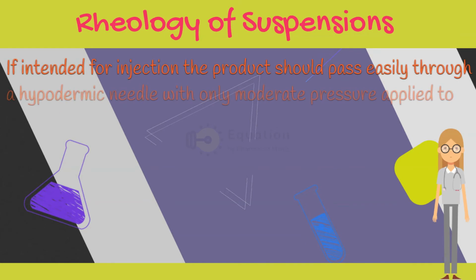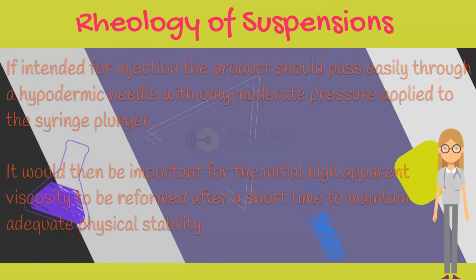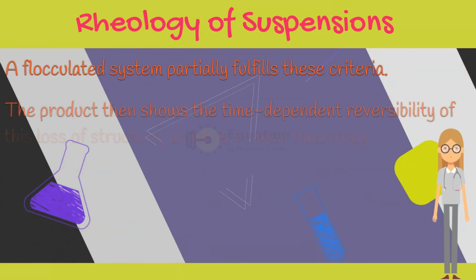If intended for injection, the product should pass easily through a hypodermic needle, with only moderate pressure applied to the syringe plunger. It would then be important for the initial high apparent viscosity to be reformed, after a short time, to maintain adequate physical stability. A flocculated system partially fulfills these criteria. The product then shows the time-dependent reversibility of this loss of structure, which is termed thixotropy.